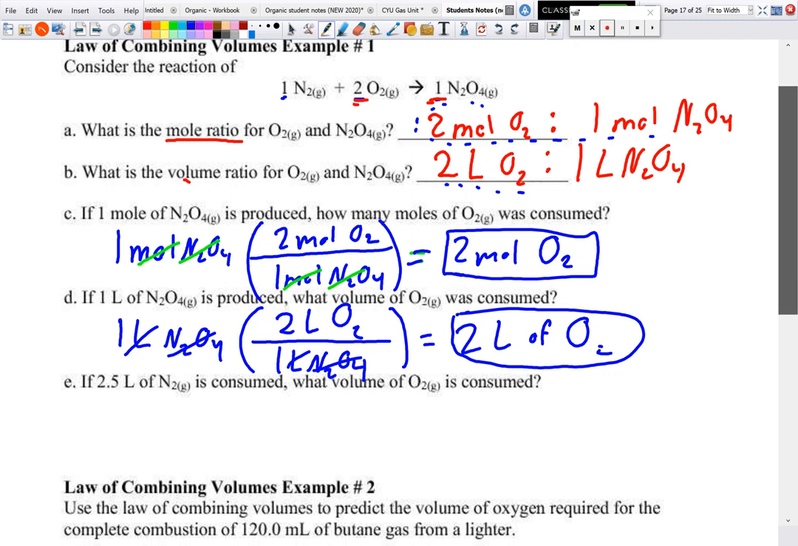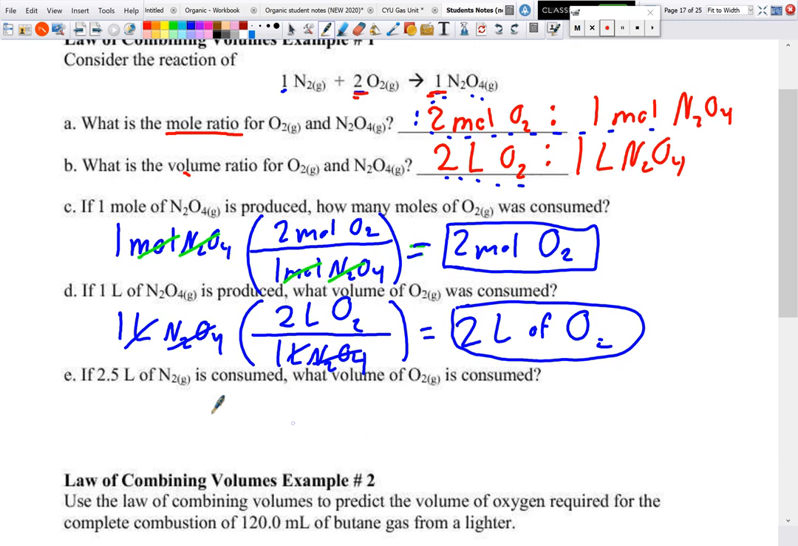This will get a little more useful once we start getting into things like this. So what if we have 2.5 liters of nitrogen is consumed? What volume of oxygen is consumed as well? So we're going to look back up here and figure out the ratio. So we have 1 nitrogen and we have 2 oxygen. So this is our conversion factor.